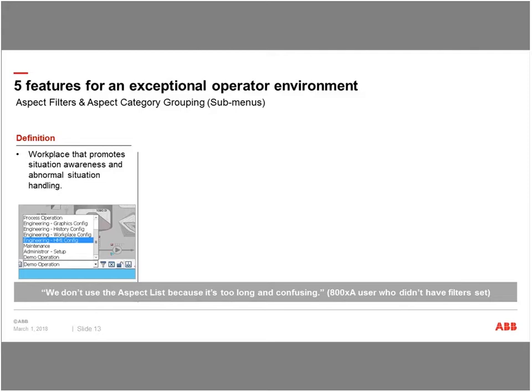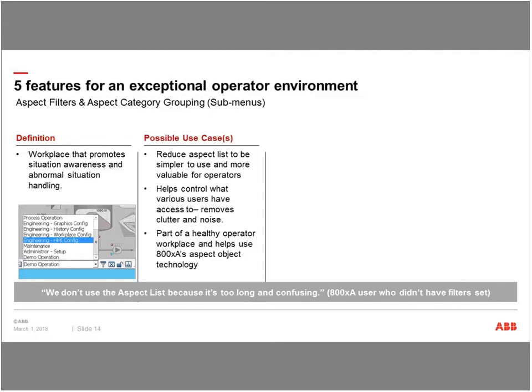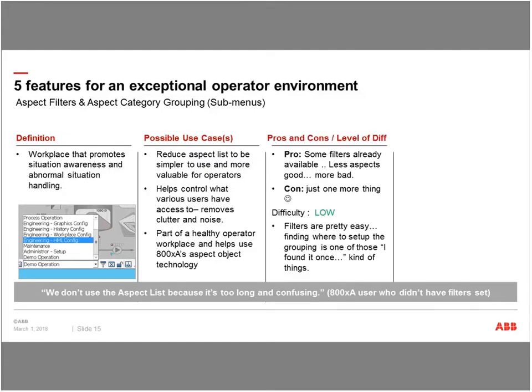Okay, the next thing we're going to talk about is aspect filters and aspect category grouping. So one thing is, again, that right mouse click, and we want to do filters along the way. It's really to reduce that aspect list to make it more usable. So again, when it's a long list like that, it's really hard to find things. If you don't filter it, there's things you don't want an operator to probably access either. Not that they would have access to it, but they're going to see it in the list. So it reduces the noise, and some filters are available already. I think the fewer aspects, the better towards your user role or who's doing it.